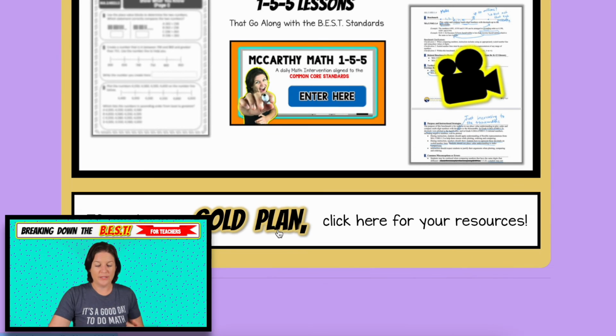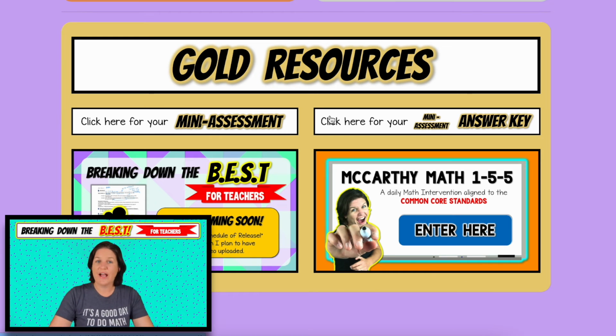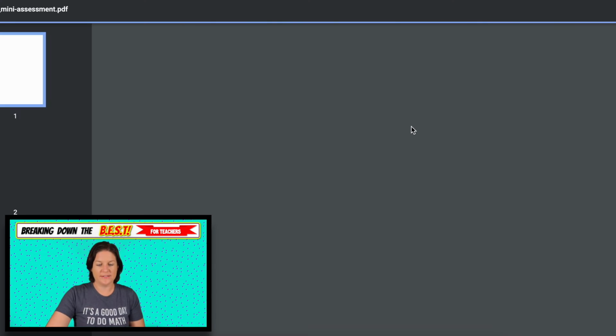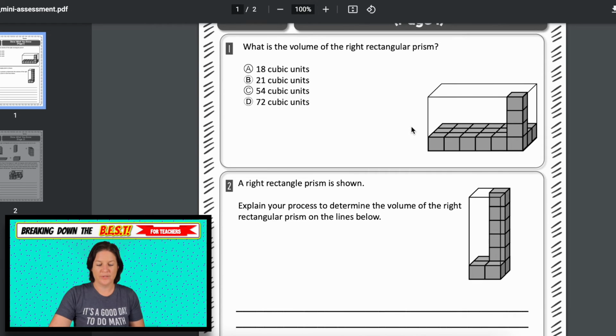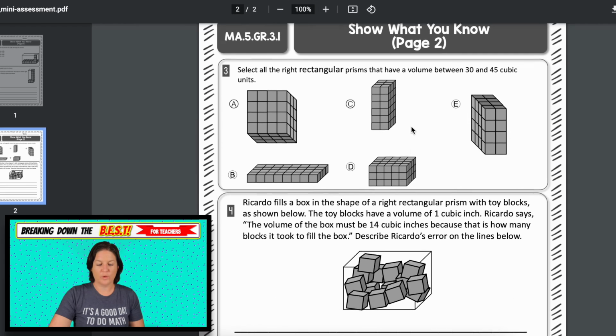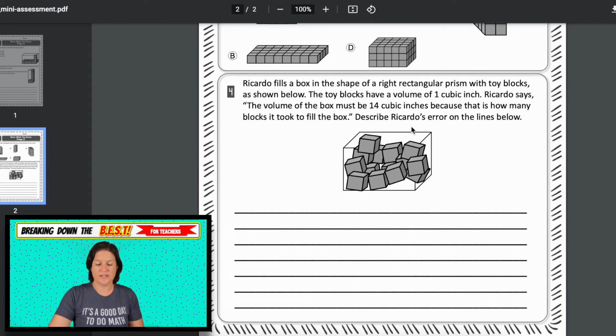If you have the gold plan, click here. And with the gold plan, you have access to everything we've already gone over, and you also have a mini assessment aligned to the standard. You can see a variety of question types. Usually about 4 to 5 questions depending on the standard. Look at this one, how they're not packed tightly.